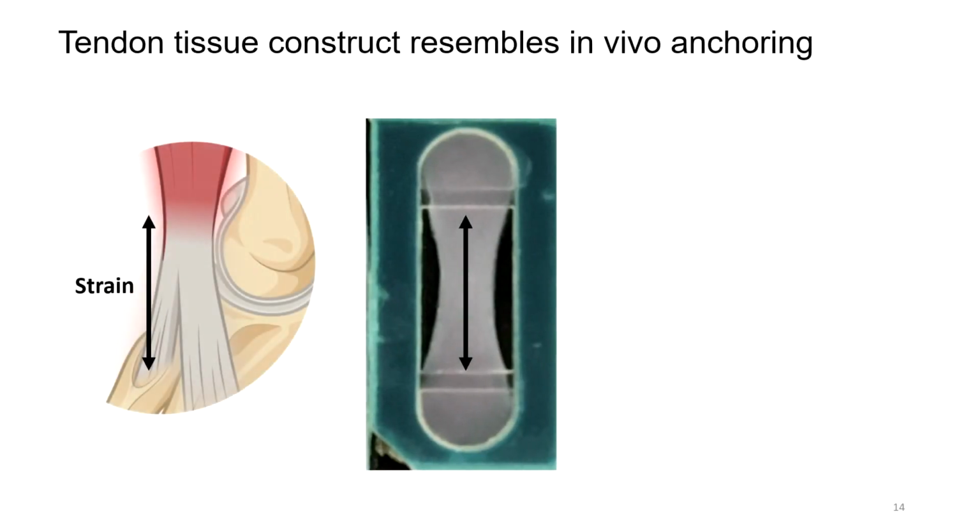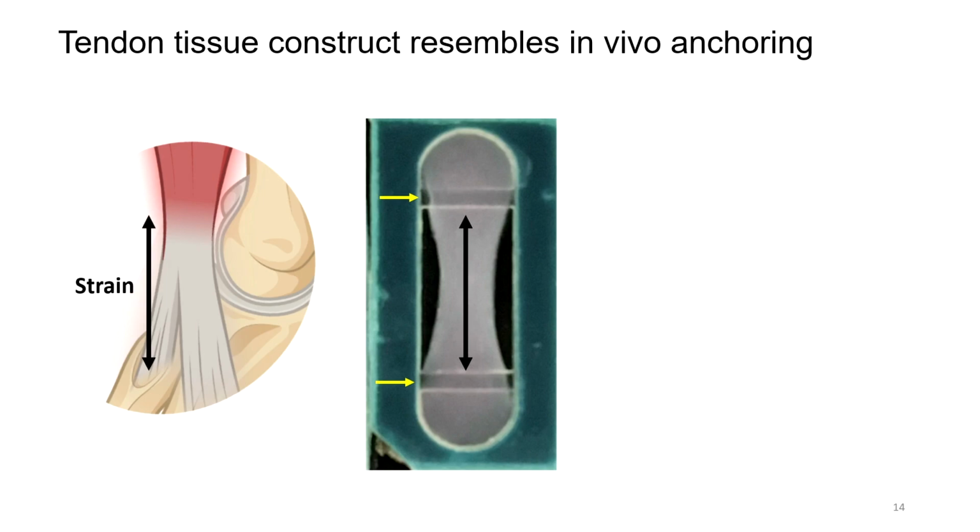In the bottom channel is where we house our tendon tissue construct. This is a collagen hydrogel where we seed any cells that we want to study on the tissue side. Again, we're mimicking tendon architecture, and so we really wanted to incorporate native anchoring that is known in tendon as it connects muscle to bone.